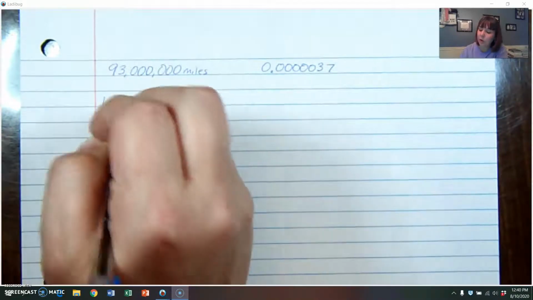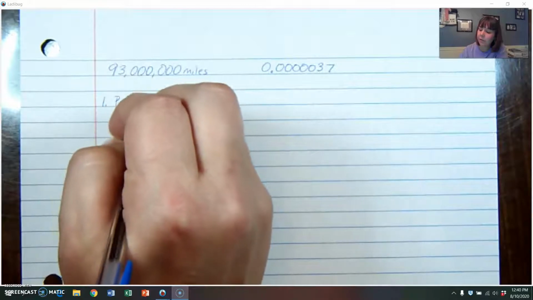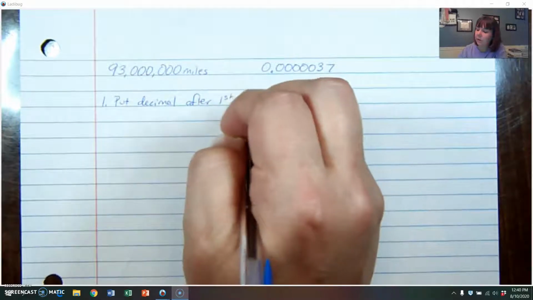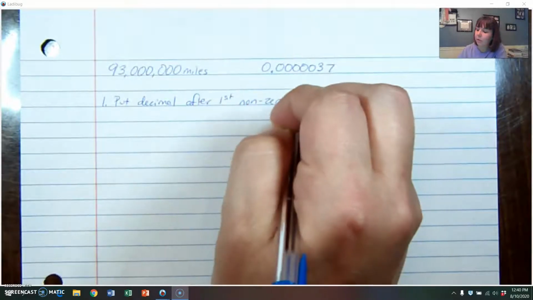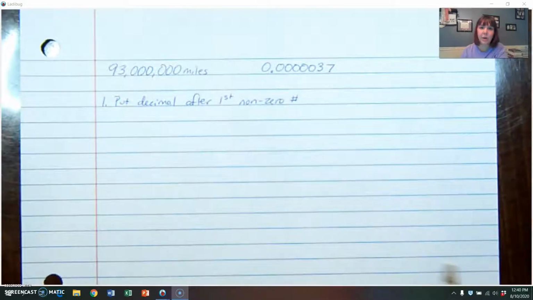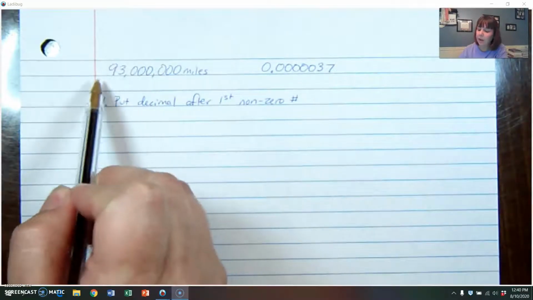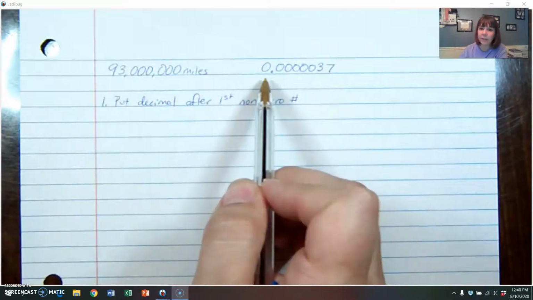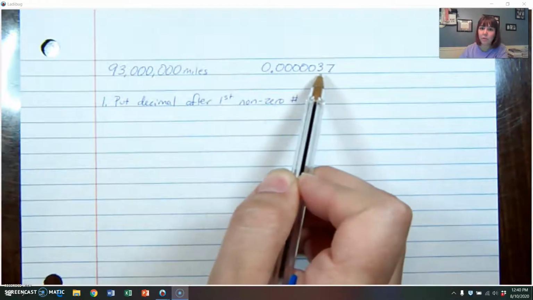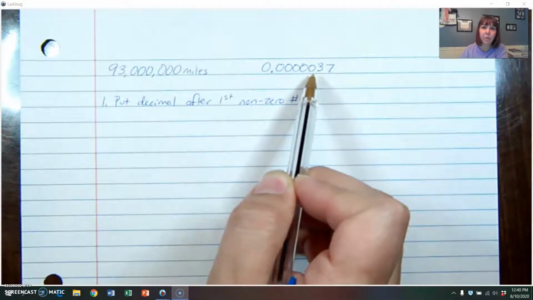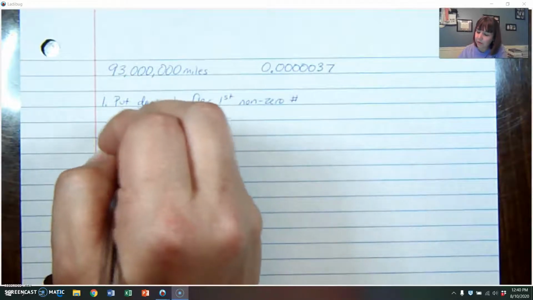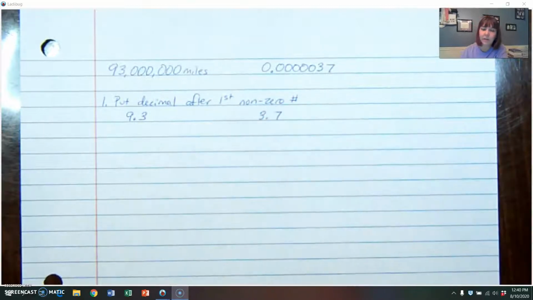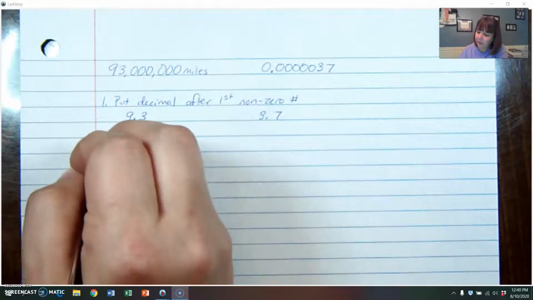So a couple of rules. You want to first put a decimal after the first non-zero number. That's the first non-zero as you're reading left to right. On the big numbers, that'd be after the first non-zero number, so after the 9. On the really little numbers, there's 0, 0, 0, 0, 0. Oh, there's our first non-zero number right there, that 3. So that 3 is where we put our decimal. So we have 9.3, and on this other example, we'll have 3.7, and then it's time for step 2.